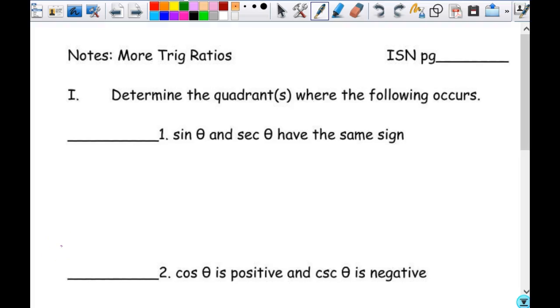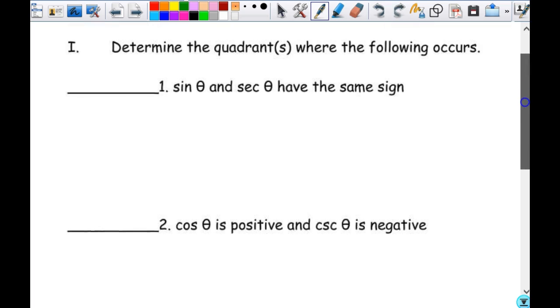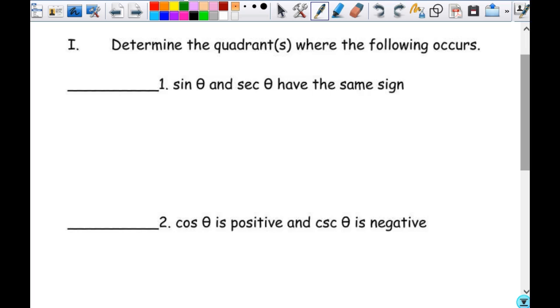All right, so more trig ratios. We looked at how to find the different ones in the different quadrants yesterday, and then we're going to start off here just determining the quadrants where the following occurs. Now, there are different ways to think through these things. I gave you a lot of space here because we're going to do some little quadrants.